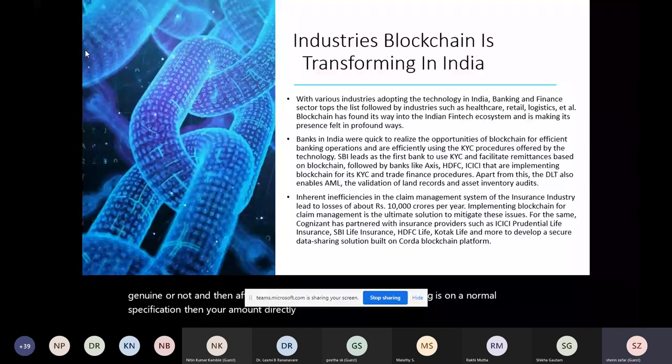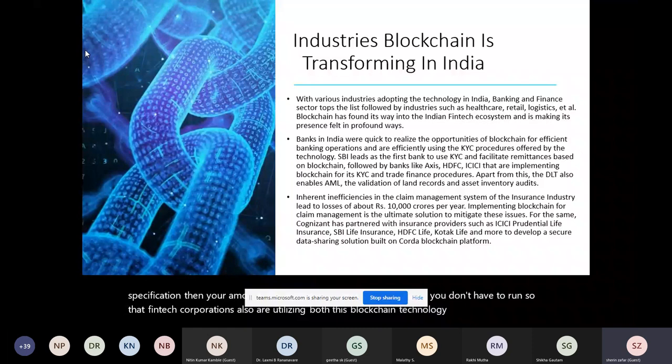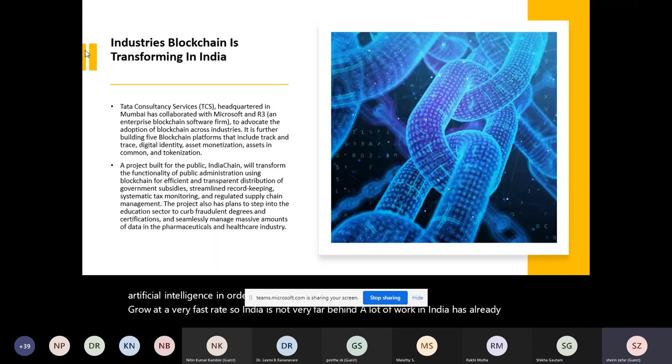So fintech corporations are also utilizing blockchain technology, IoT technologies, and artificial intelligence in order to make their business grow at a very fast rate. So India is not very far behind. A lot of work in India has already started, and TCS is doing a lot of work there.